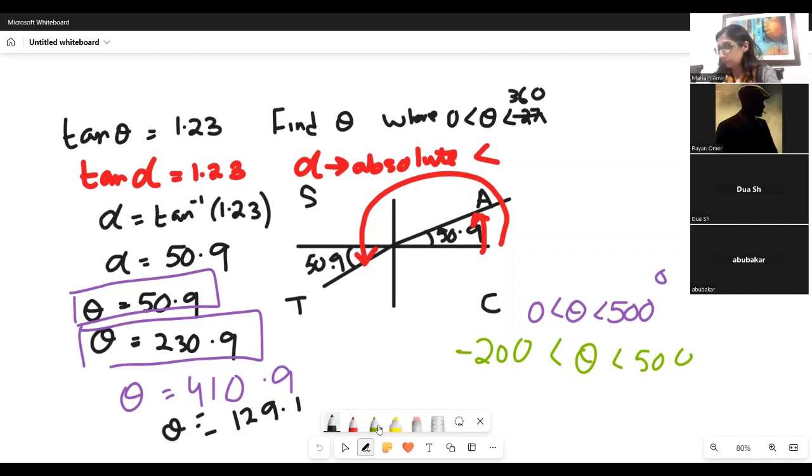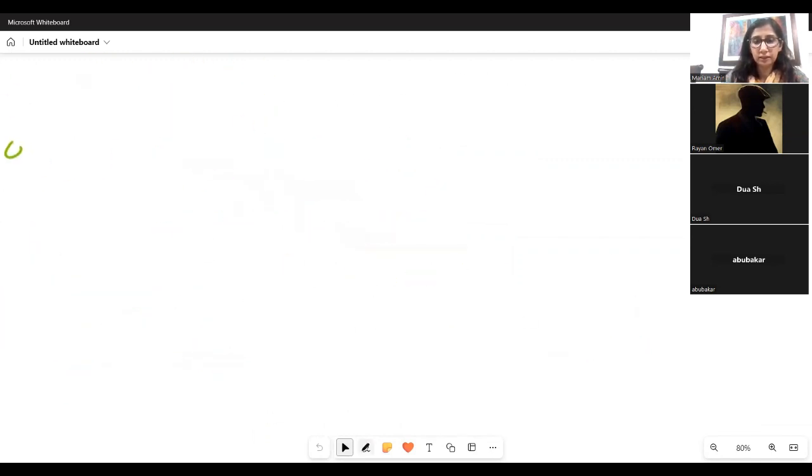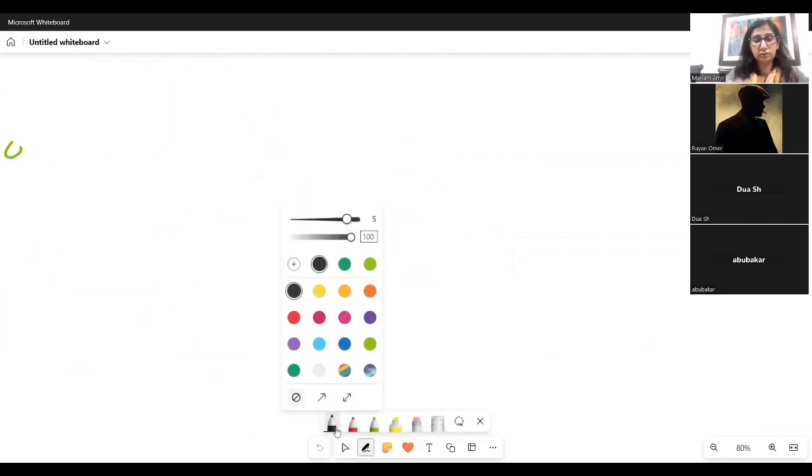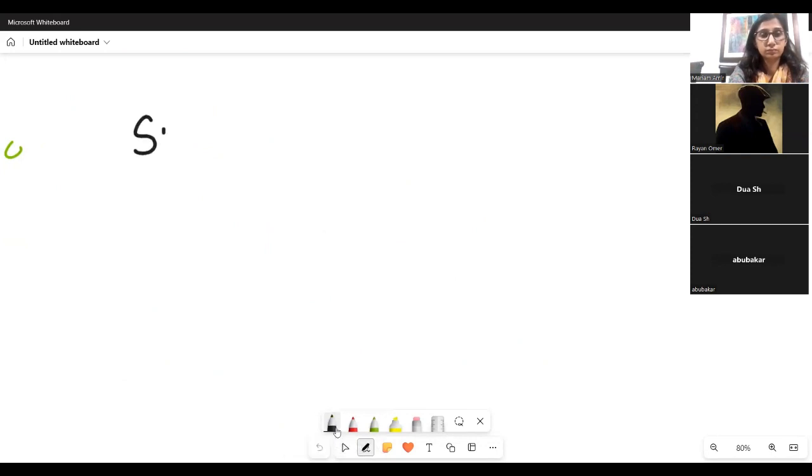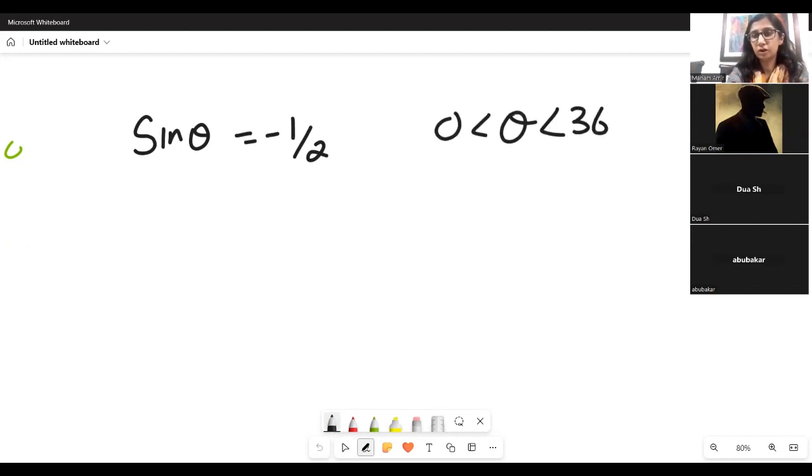Okay, so let me give you another one. The question is, sine theta equals negative half. Theta is again between 0 to 360 to start with. And you have to find all the solutions within the given domain, 0 to 360 degrees.